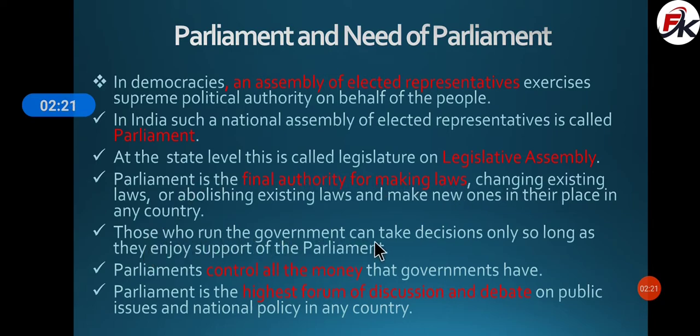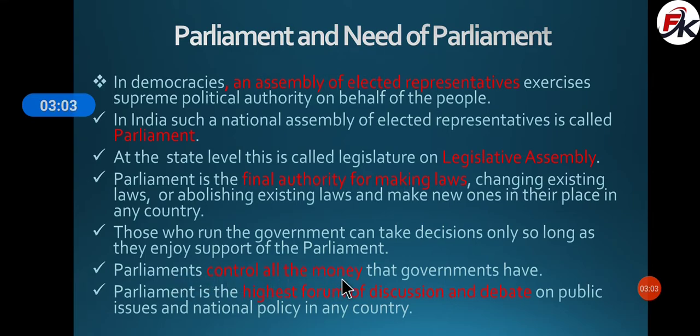Those who run the government can take decisions only so long as they enjoy the support of the Parliament. For instance, now the NDA government is running the government. National Democratic Alliance, BJP and other parties, those who are ruling the government, running the country. If the Prime Minister does not get the majority support to pass a bill, then the government cannot go ahead, cannot run.